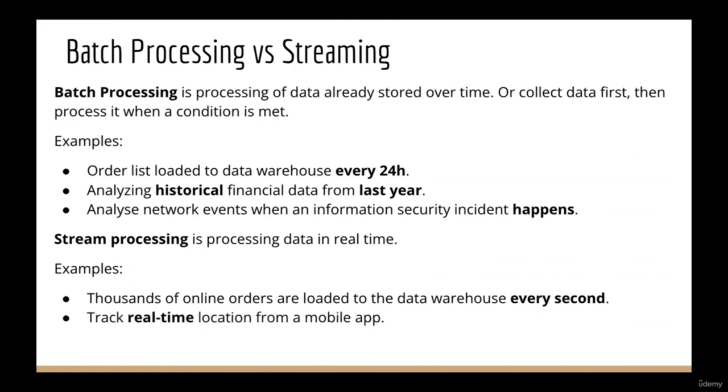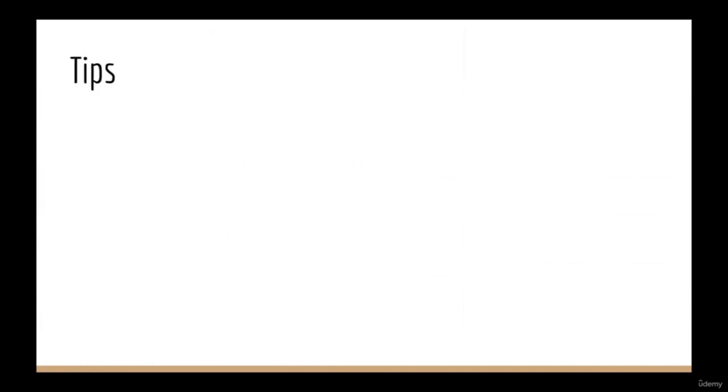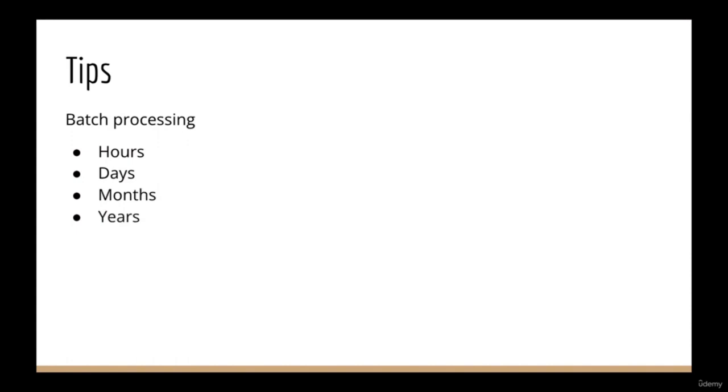Now that we've gone over the differences between batch and streaming data, I'm going to give you some tips on how to answer questions on batch and streaming processing data in the DP-900 exam. So this is in the context of the exam. In general, you're going to find that the question will give you a scenario of data collection and processing. And the frequency of collection and processing is the key to the answer. So in batch processing, like we said, we're going to be talking about hours, days, months, or even years. While in streaming processing, we're going to be talking about real time and seconds.